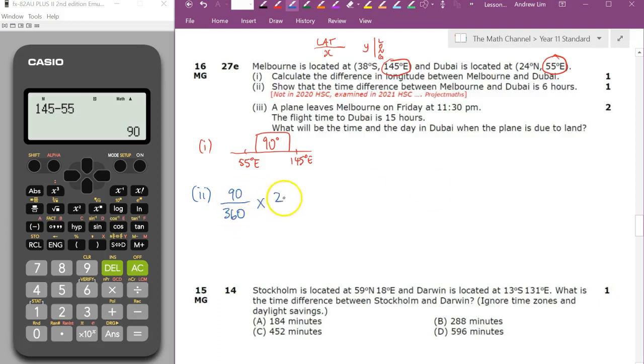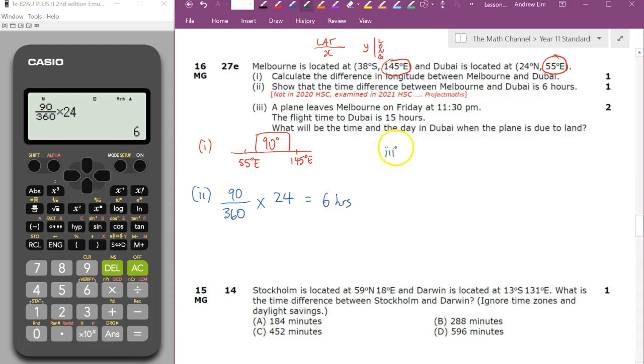But there are 24 hours in a day, so I'm going to multiply that by 24. And that will tell me how many hours difference that is. So 90 out of 360 times 24 is 6, and that's 6 hours. Done.